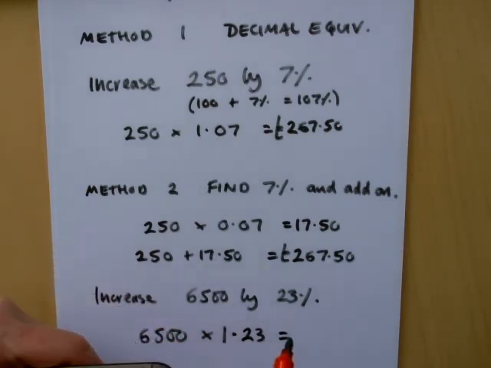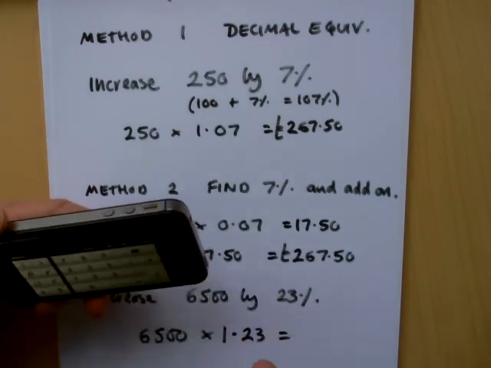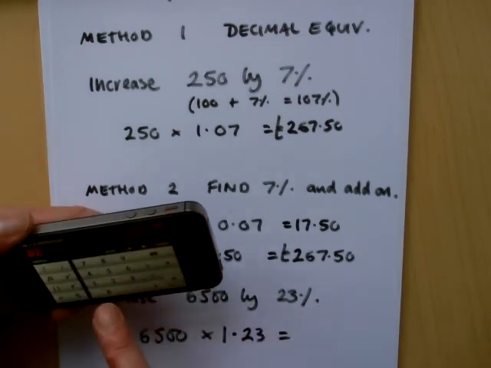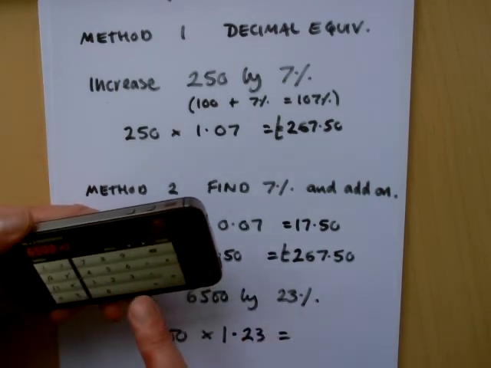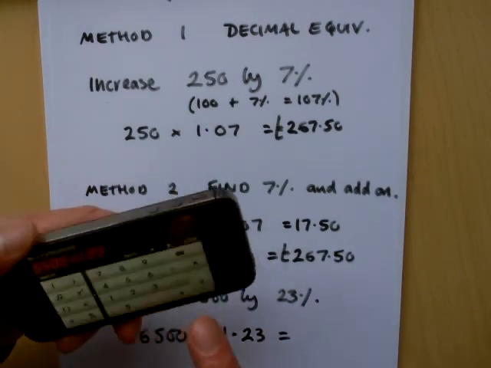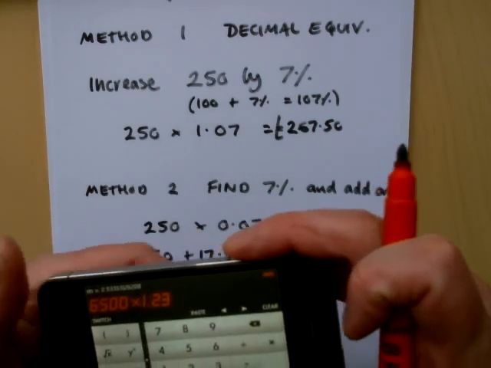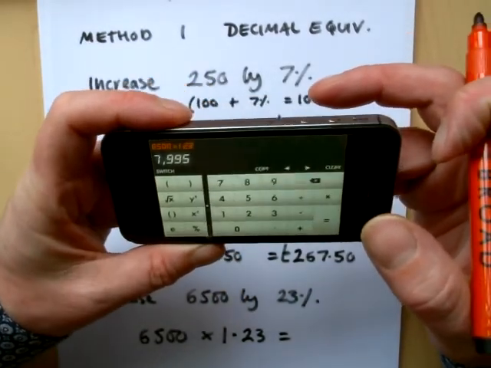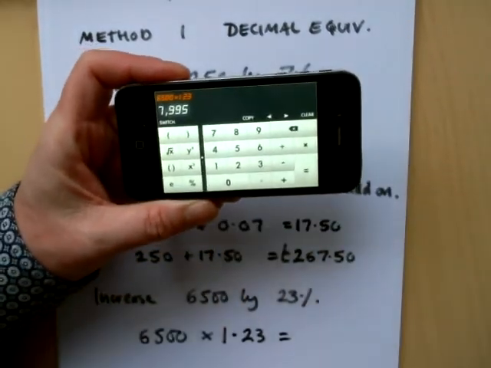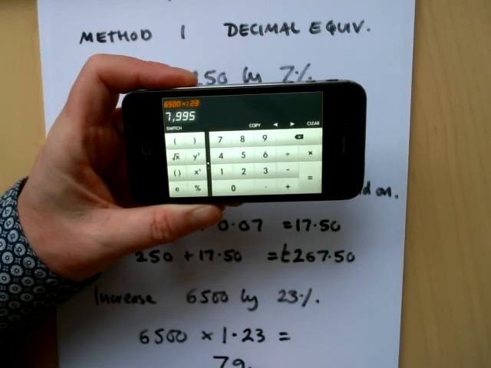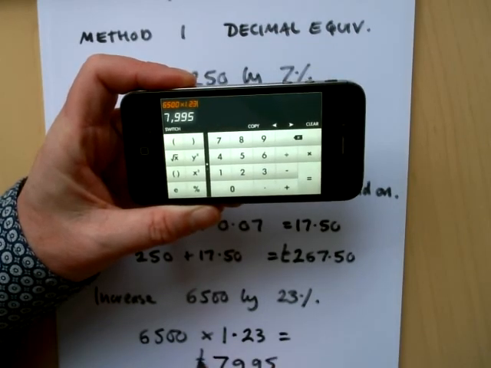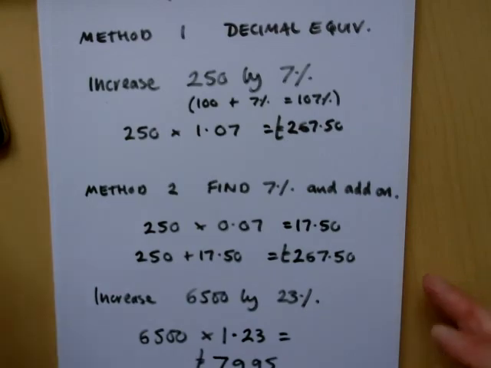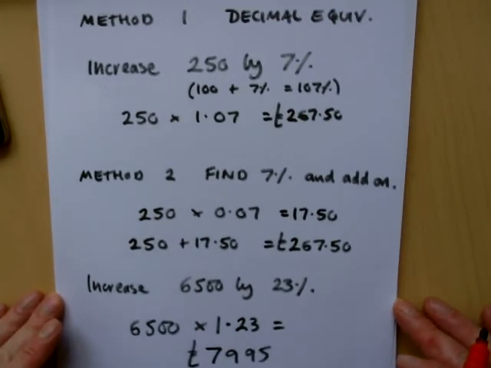So let's just do that. And remember, our answer must be more than 6,500 if we're increasing. Times 1.23. So the end was a bit bad for you, but you can see that I've typed it through there. And I'll get it equals £7,995. So that is increasing an amount by a percentage.